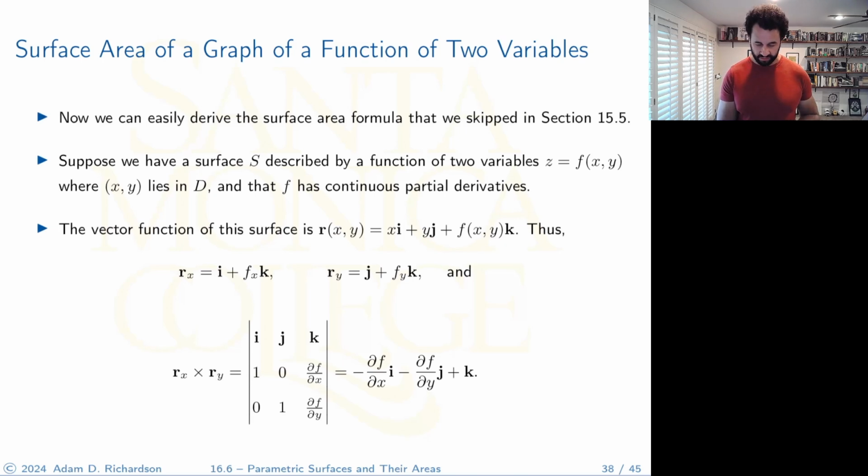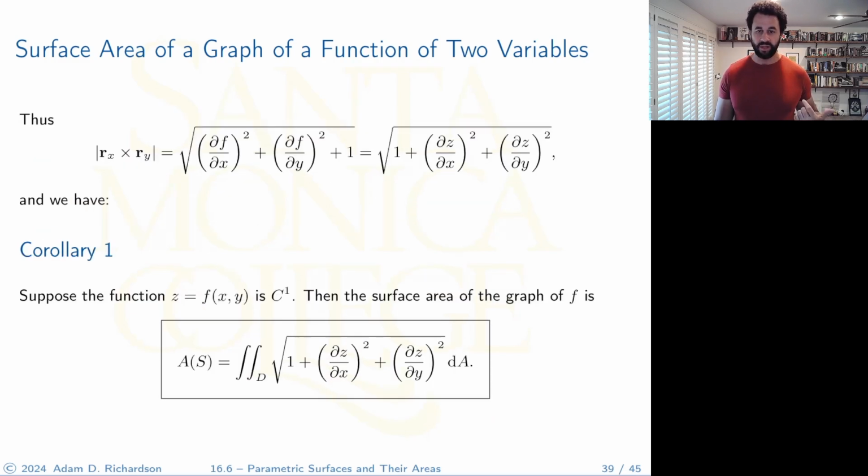Compute our partial derivatives, r with respect to x, r with respect to y. Remember, this is the partial derivative of f with respect to x and the partial derivative of f with respect to y. Compute the cross product, and we get this right here. This is actually going to be the outward normal vector to that surface. But now that we have that, we can compute its length. And luckily the length is going to be very nice. It's going to be this partial squared plus this partial squared plus 1.